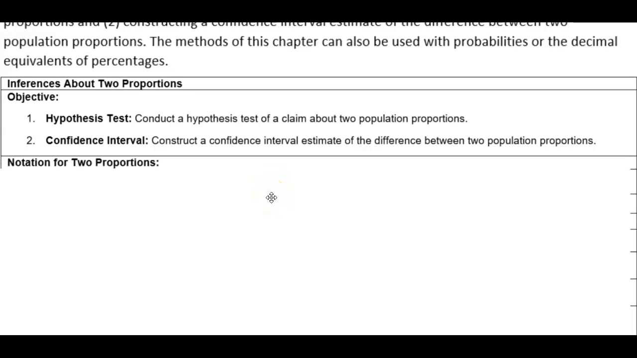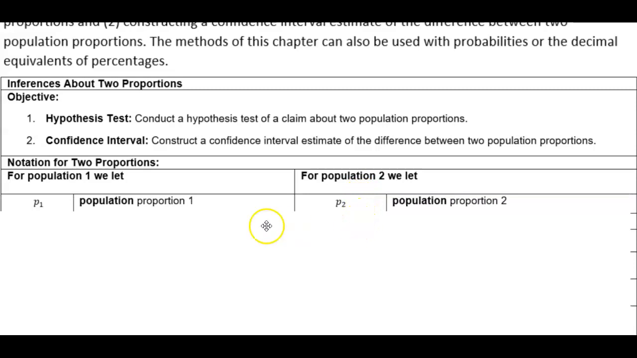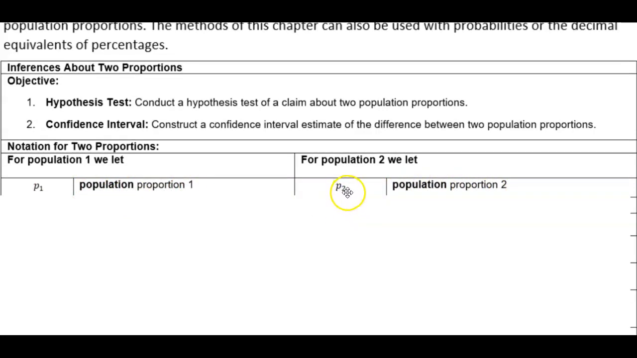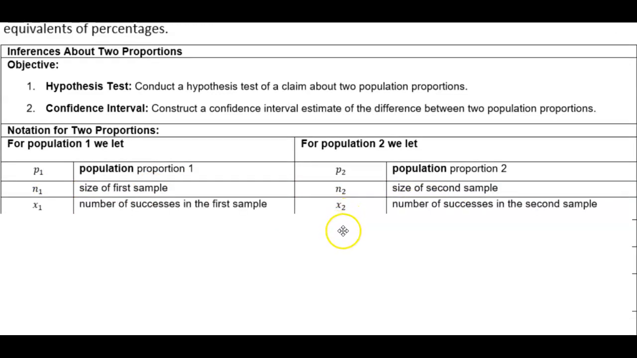So here's the notation for 2 proportions. Okay, so we have 2 populations, population 1 and population 2. For population 1, we're going to call that P subscript 1, which is the population proportion 1. For population proportion 2, we're going to call that P subscript 2. The size of the first sample is N subscript 1. The size of the second sample will be N subscript 2.